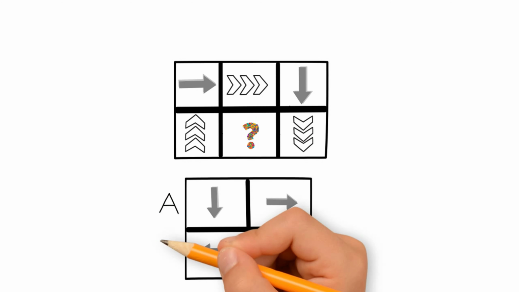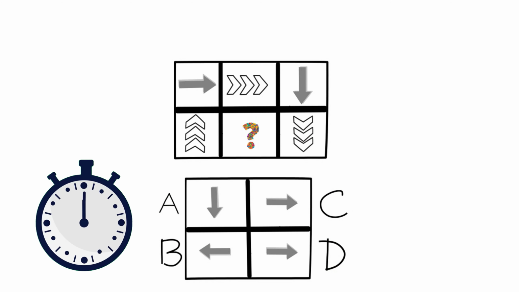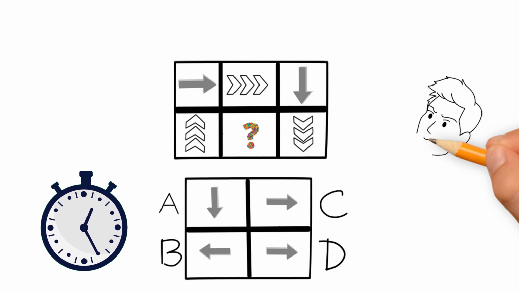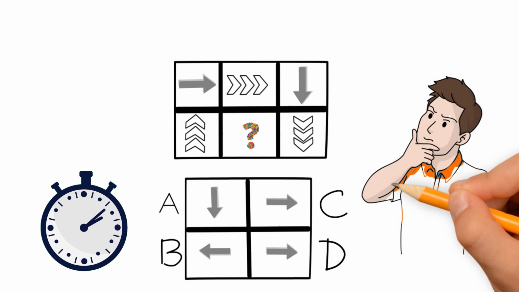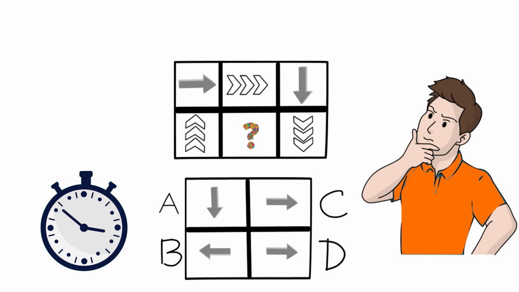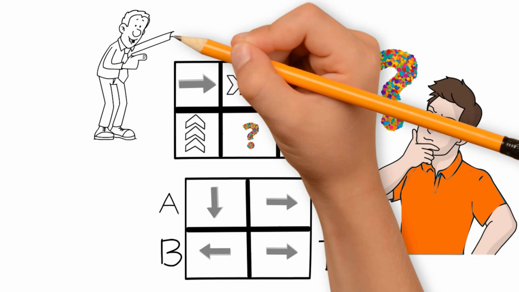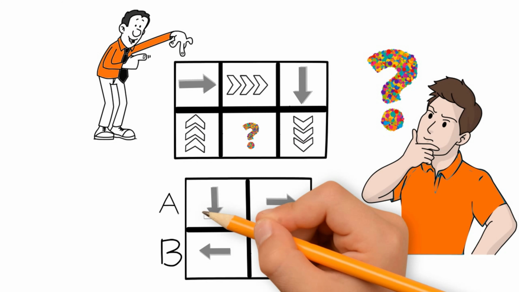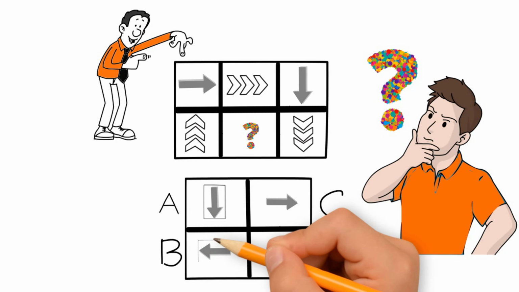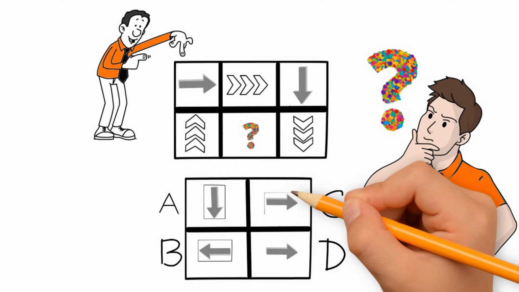You have choices A, B, C, and D. Give yourself 10 to 15 seconds to see if you can identify the right answer. Did you figure out the correct answer? Let's continue to see if we can get to the correct solution together. To solve these types of challenges, you always need to look for patterns. And there are 3 different patterns present in this sequence.